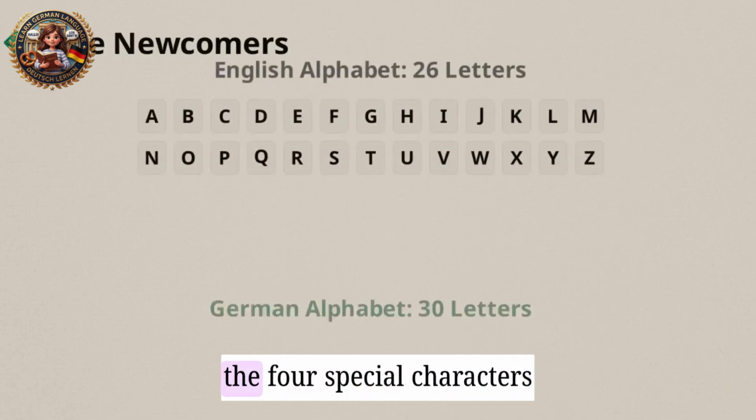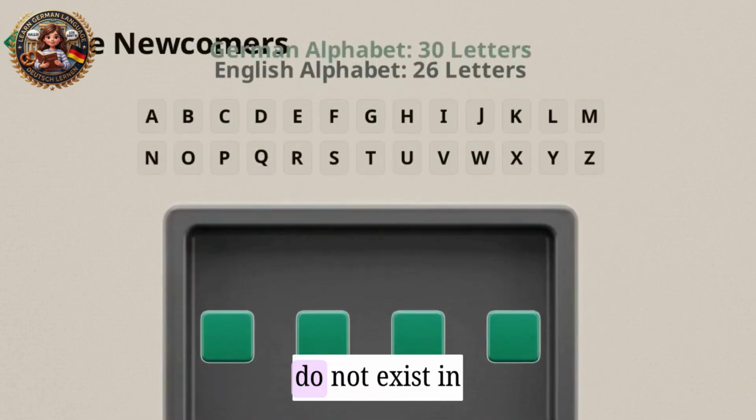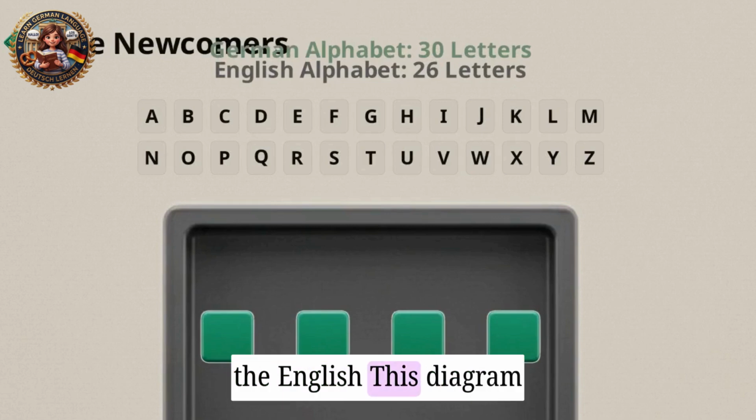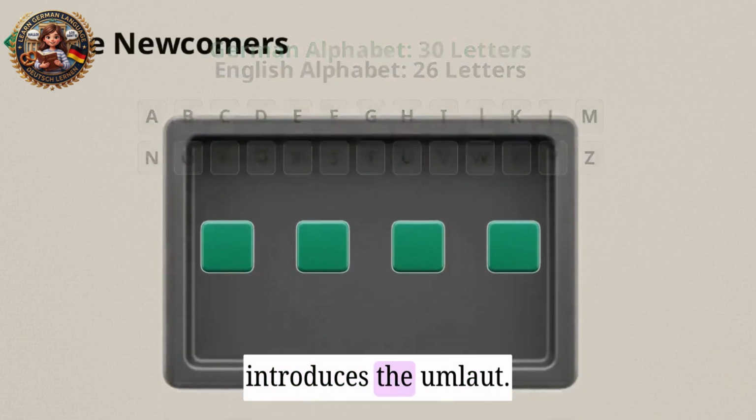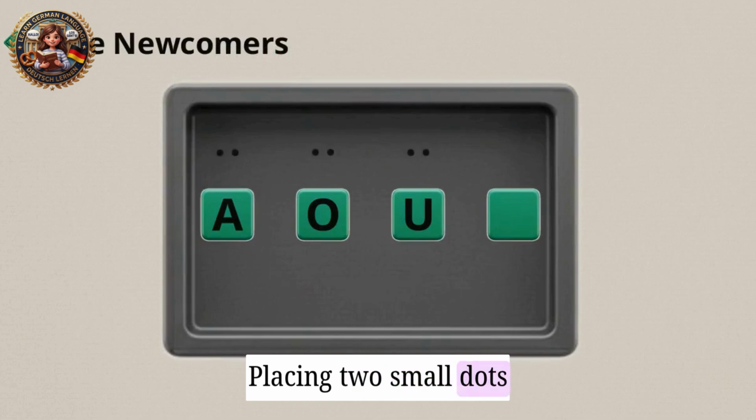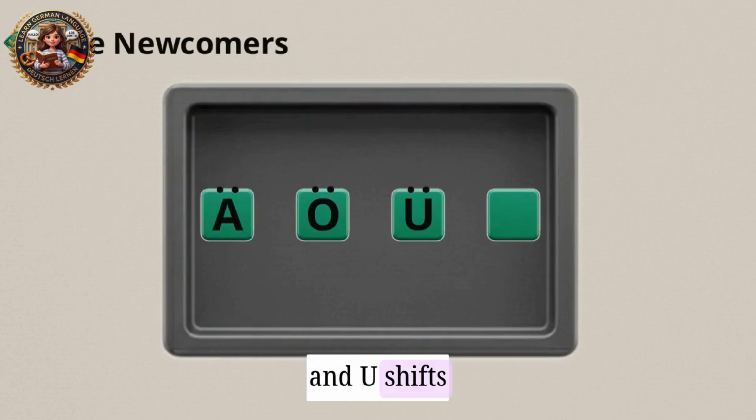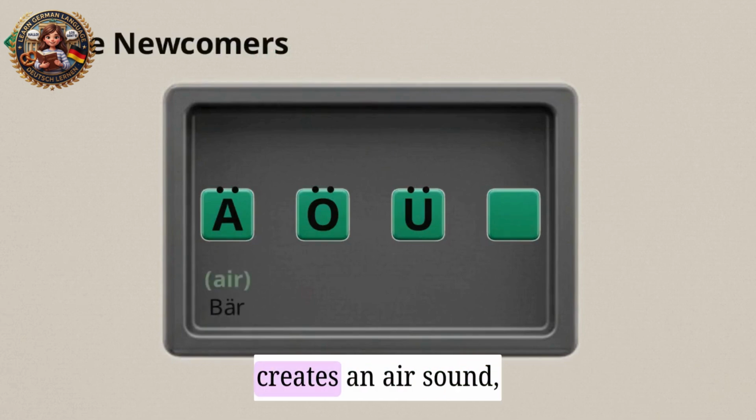Finally, we reach the newcomers. This category holds the 4 special characters that simply do not exist in the English alphabet. This diagram introduces the umlaut. Placing 2 small dots over A, O, and U shifts the vowel sound. For instance, an umlaut over A creates an air sound, heard in bear.